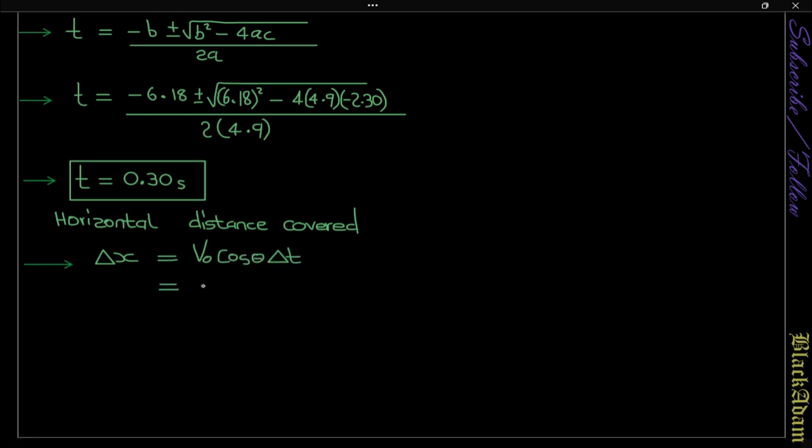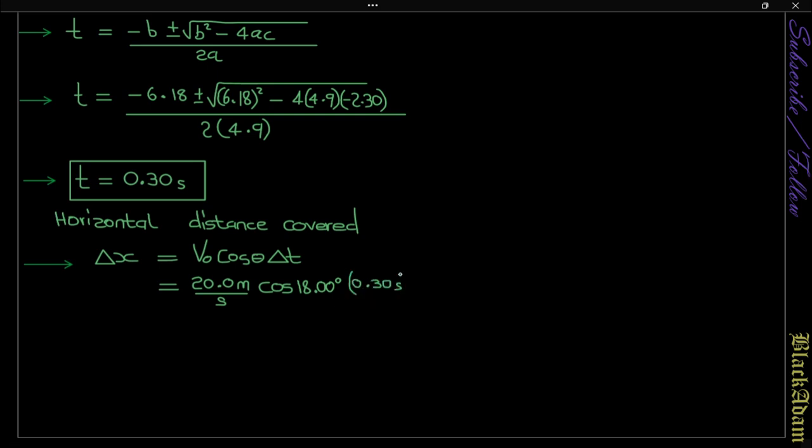So it's initial speed times cos theta multiplied by time. Our initial speed is 20.0 meters per second, and then we multiply that by cos 18 degrees, multiplied by our time, which is 0.30.